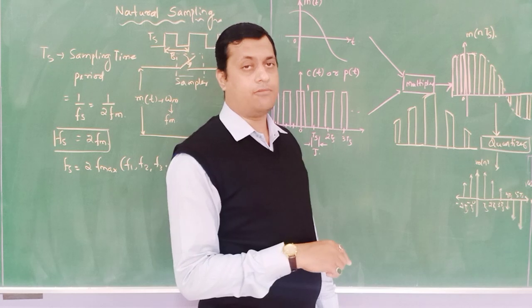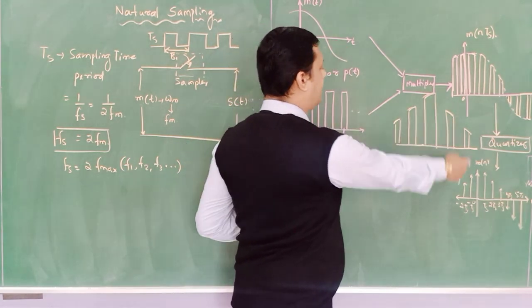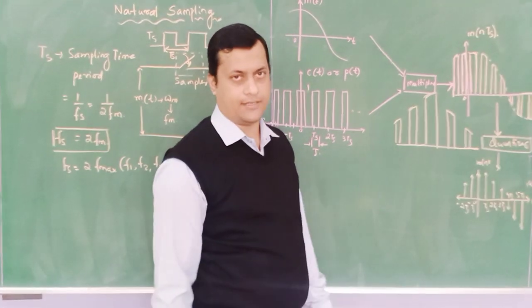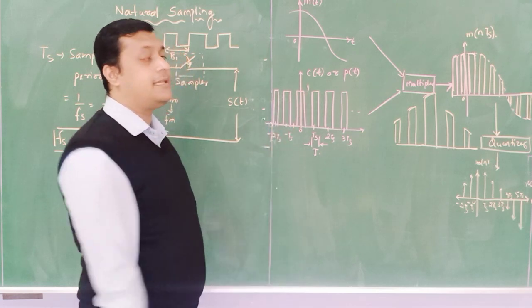But in instantaneous sampling, what happens? The impulse train is multiplied with the modulating signal, and directly we get the discrete values. This is the basic difference. Now we will analyze these pulses.